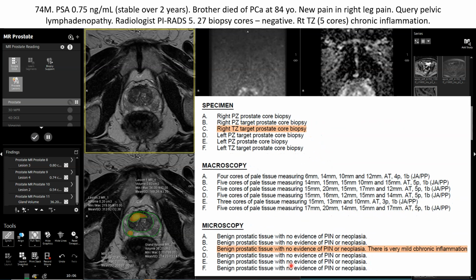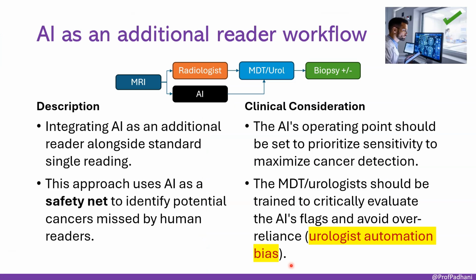Wow. So even with concordance, false positives happen. Absolutely. It highlights that even when human and AI agree, you can still be wrong. You always need to consider the full clinical picture and maintain that critical oversight. Don't blindly follow the score. Wise words. Okay, what about the next workflow model?